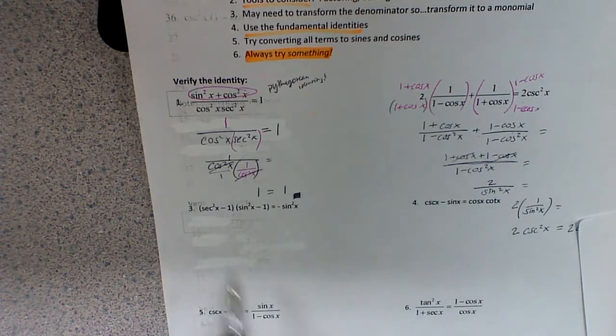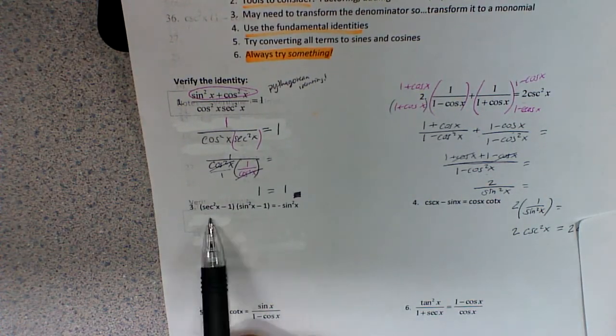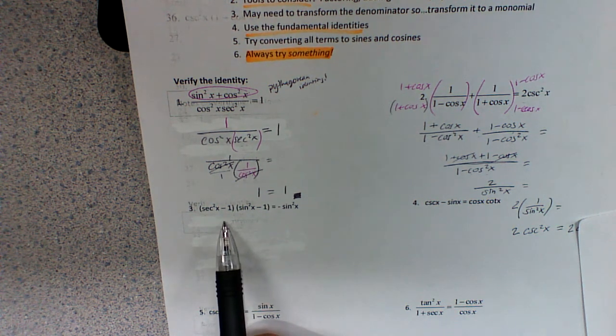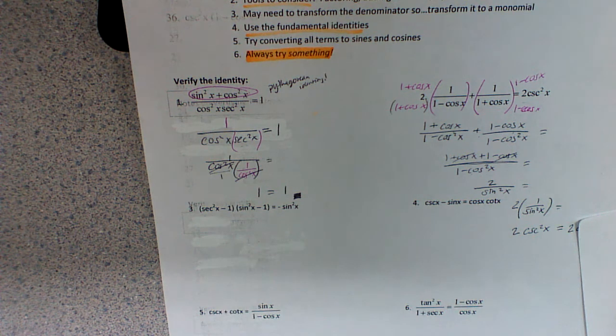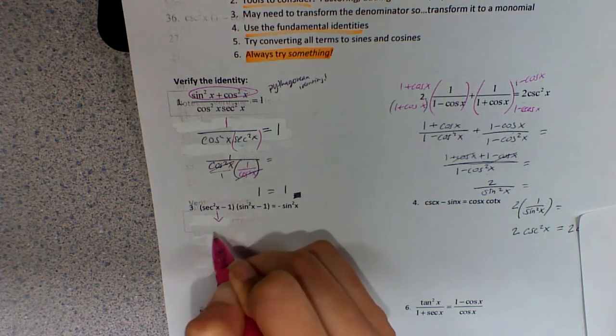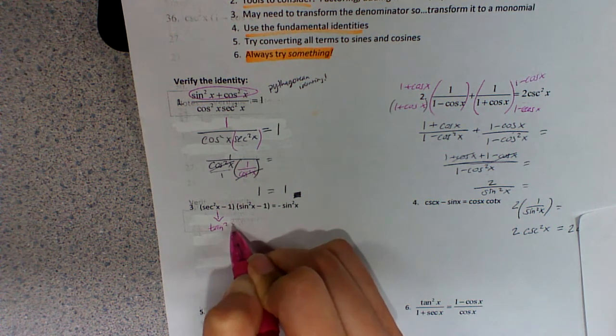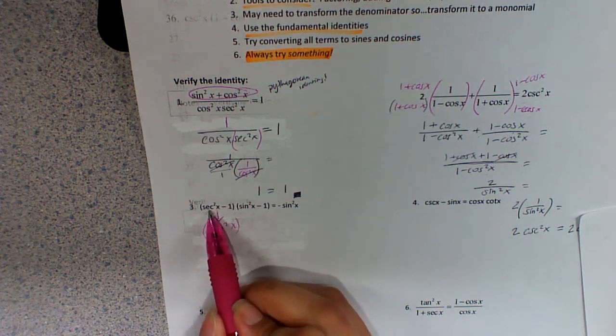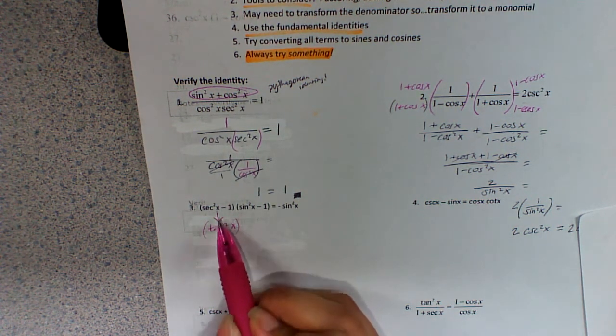Okay. Number 3. So you may think that you'll have to FOIL this, and actually you can. It will work. However, there's a simpler way. So again, if you think back to your Pythagorean identities, you can write secant squared minus 1 simply as tan squared. Again, if you're not sure where that's coming from, check back in your identities and see if you can manipulate the one that has secant in it to get you what you need.